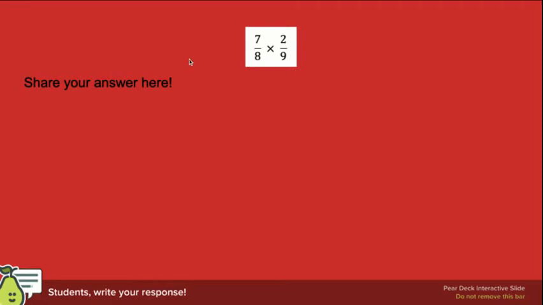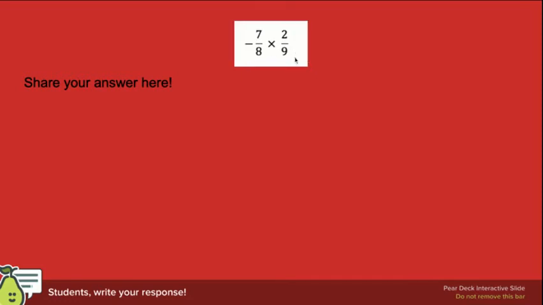Okay, here, when we multiply fractions, I want you to remember that we multiply across. So 7 times 2 is 14. Here, 8 times 9 is 72. So we would have 14 over 72. I want to remind you that both of those numbers are even, so we know we can divide by 2. 14 divided by 2 would be 7, and 72 divided by 2 would be 36. And our final answer would be 7/36.